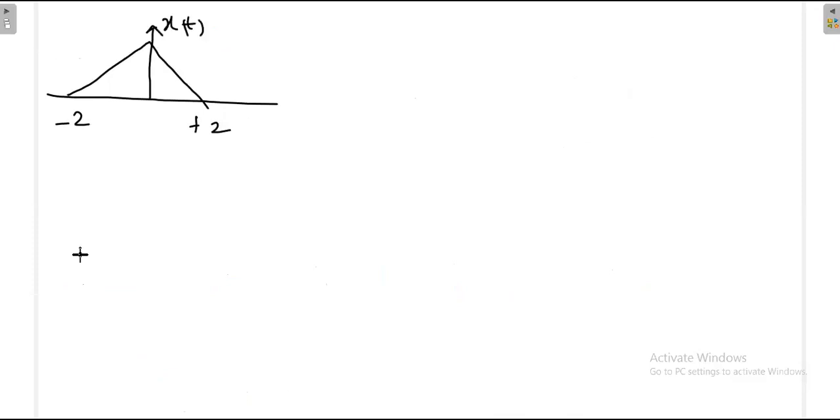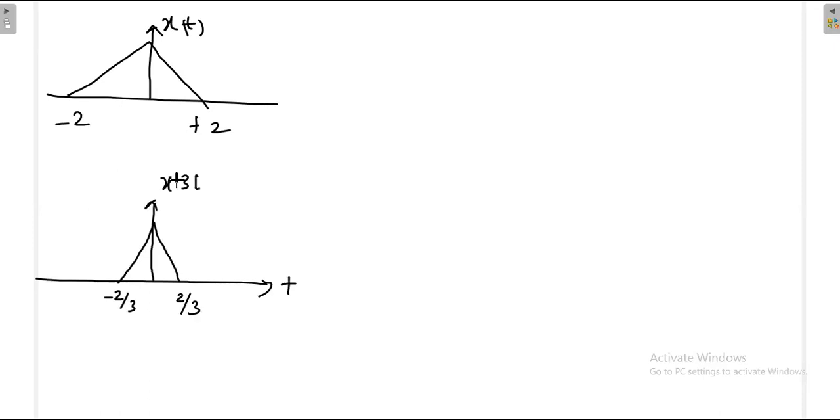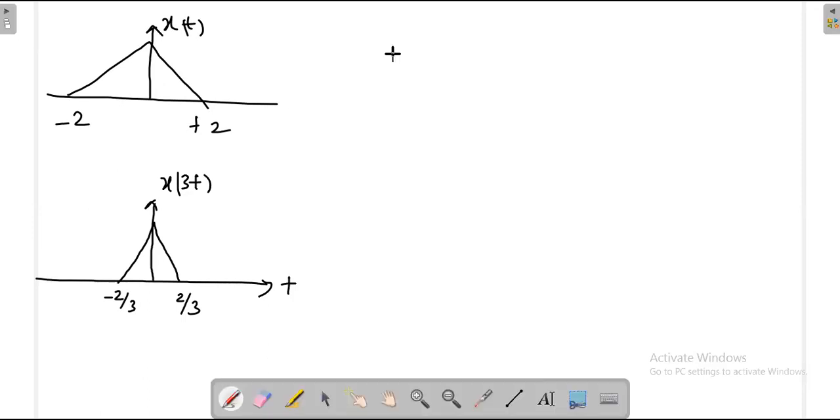Now I have found out what is x of 3t. It starts at minus 2 by 3 and ends at plus 2 by 3. So this is my x of 3t. So now my diagram is compressed. Time is compressed. Similarly, next I will find out x of t by 3.